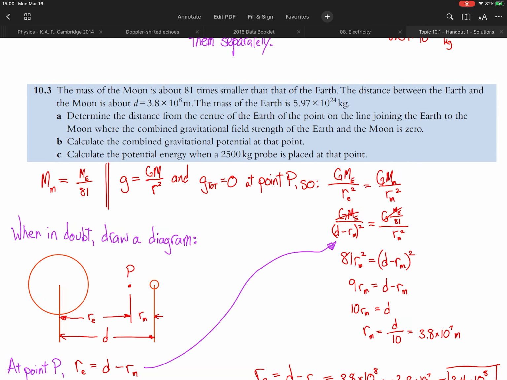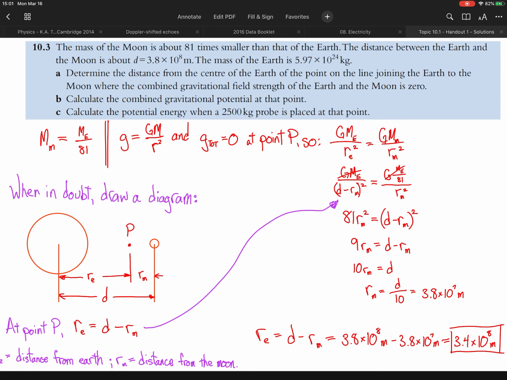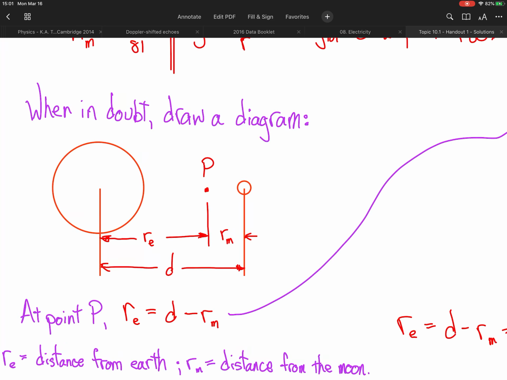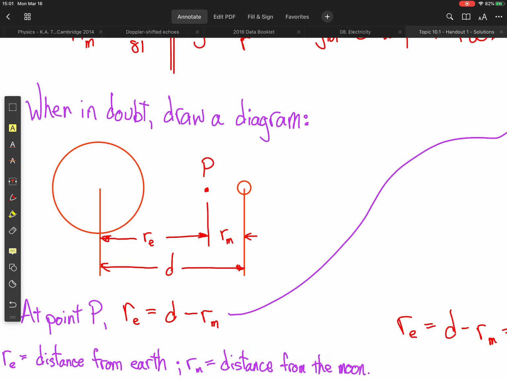First, let's set up the problem. The mass of the moon is about 81 times smaller than that of the Earth. The distance between the Earth and the moon is given, and the mass of the Earth is also given. So we are asked to find the distance from the center of the Earth to a point where the combined gravitational field is 0, from both bodies. So here again, when in doubt, draw a diagram. In case it's not entirely clear here, this is the Earth, and this is the moon.